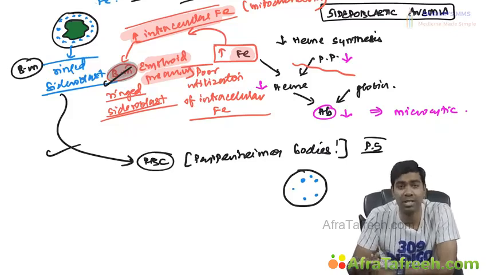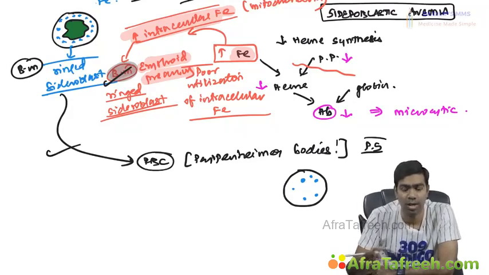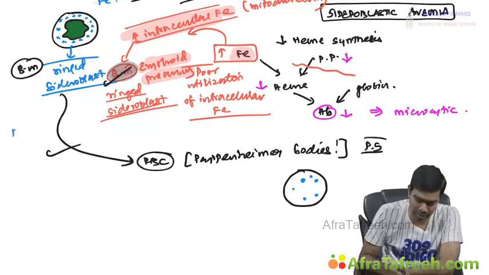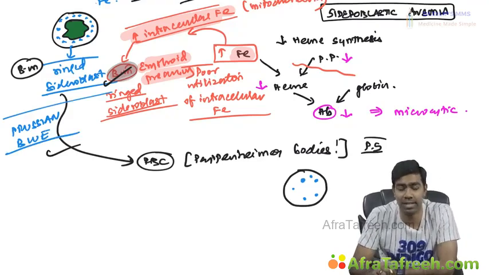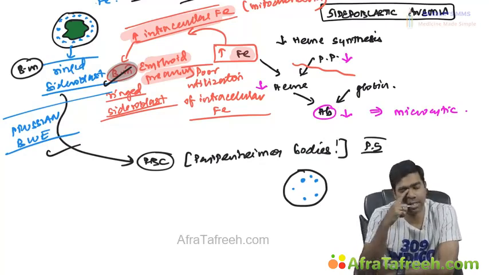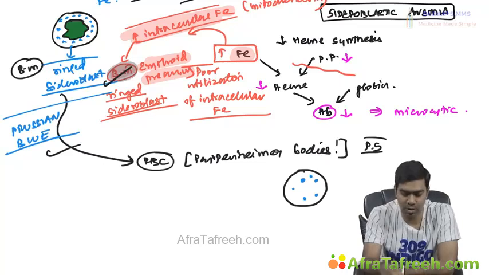Why I am drawing all these things, the iron accumulation, the ringed sideroblast and Pappenheimer bodies, in blue is because we are going to stain with something classically called Perls' Prussian blue stain, which is going to stain the iron. So the ringed sideroblast and the Pappenheimer bodies are best seen with Perls' Prussian blue. That is the reason I am putting all these things in blue, which you have seen already.